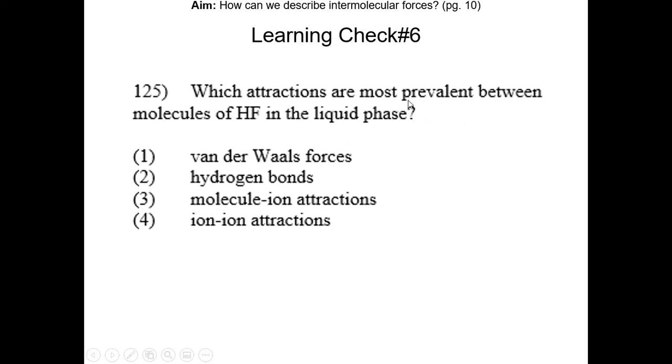The key word here is prevalent, which means dominant. This is important because every substance has van der Waals forces. Since the molecule HF has a hydrogen and a fluorine, it is hydrogen bonding that is most prevalent.